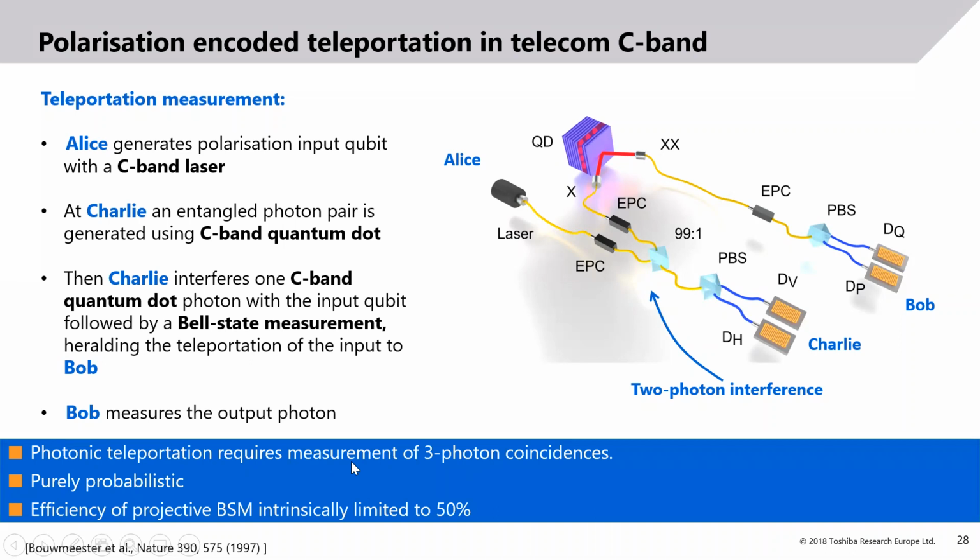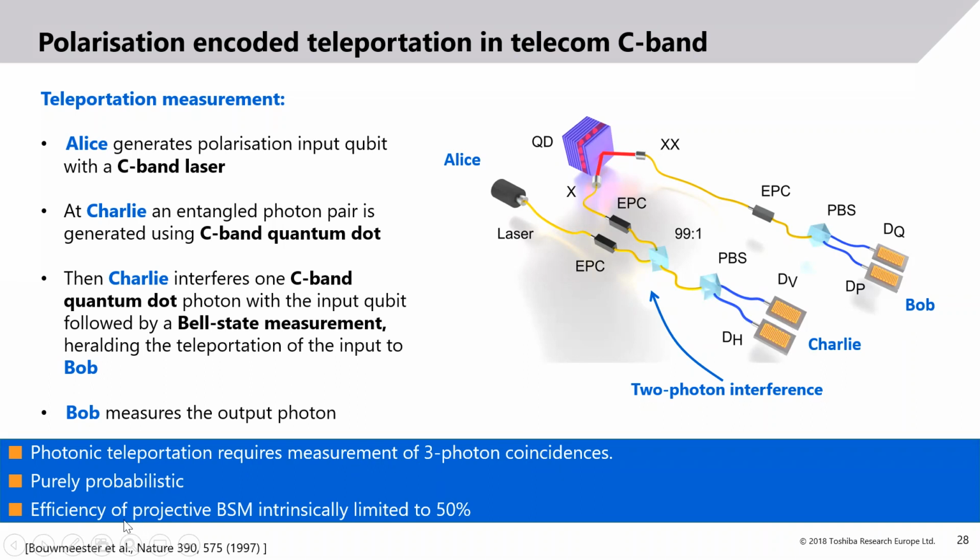So what we need for this is 3 photon coincidences. We need these 2 detectors to click to know that we've successfully done the Bell state measurement. And then we can measure which polarization has arrived at Bob and check whether this was the actually intended polarization or not. This is a purely probabilistic measurement.